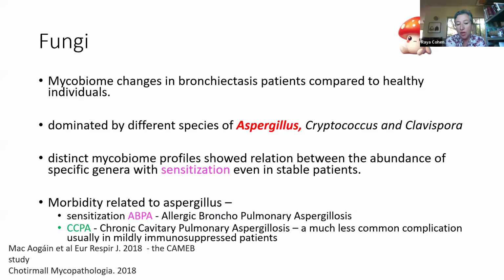It can also be related to chronic cavitary pulmonary aspergillosis and other chronic infections with Aspergillus, but this is a much rarer disease entity which we don't see much, and usually happens in mildly immunosuppressed patients. But it is worth remembering that Aspergillus is common in bronchiectasis. It can cause sensitization, and we should be aware of that and always have ABPA in our mind.